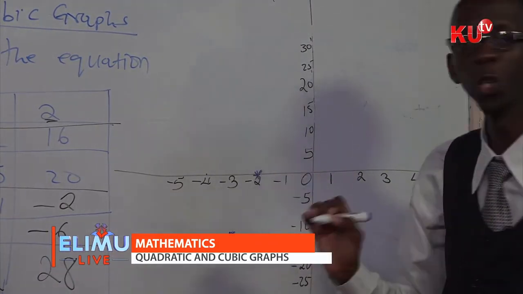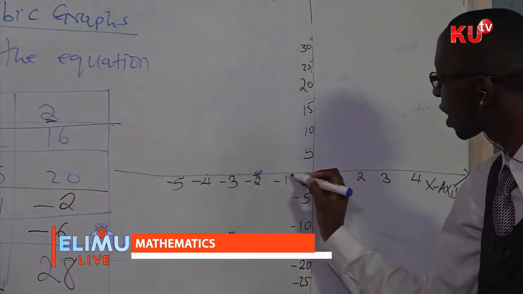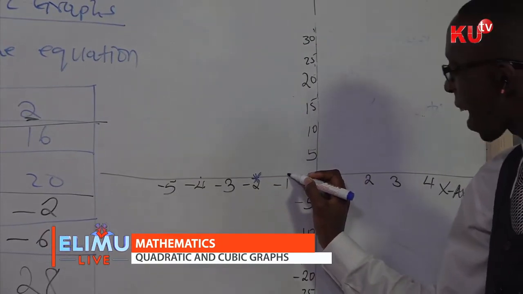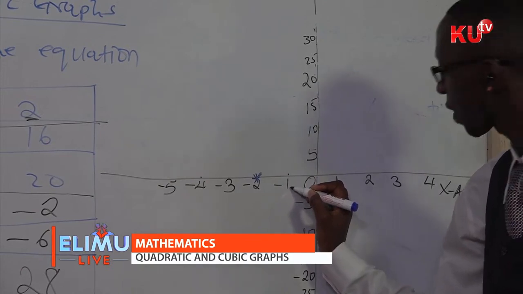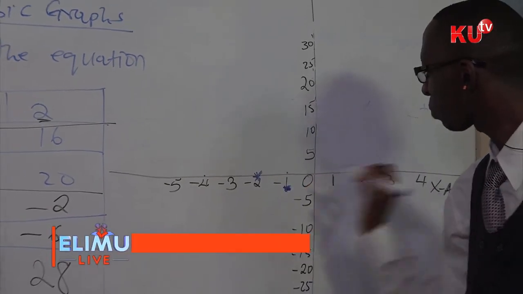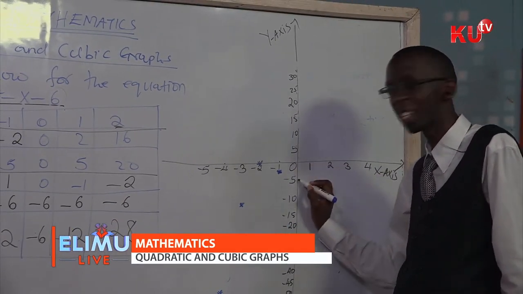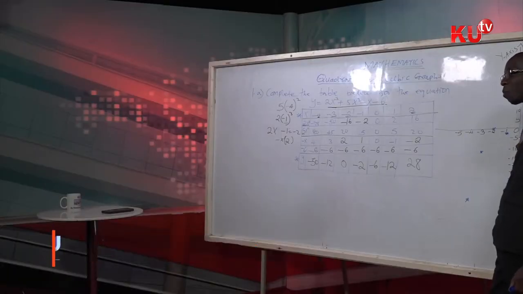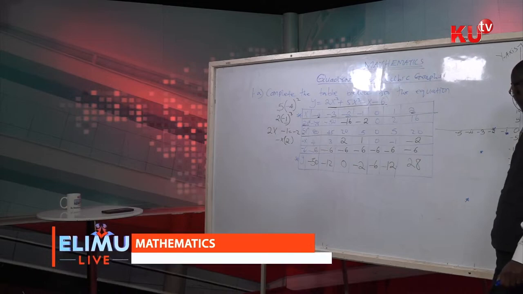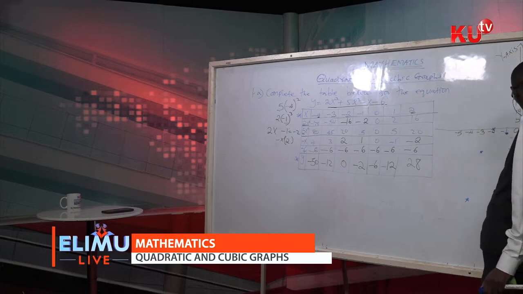Then we have negative 2, 0. When x is negative 2, y is 0. Then we have negative 1, negative 2. Negative 1 is here. Y is negative 2, and you will count 2 small boxes. Then we have 0, negative 6. This is where negative 5 is, so after negative 5, you'll count 1 small box. Negative 6 is there.